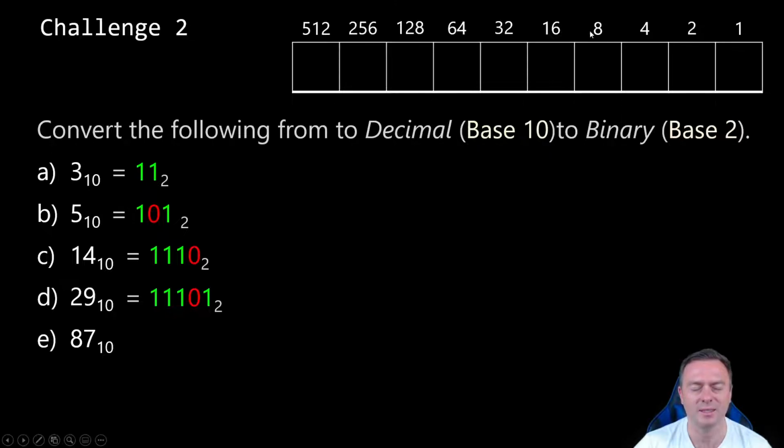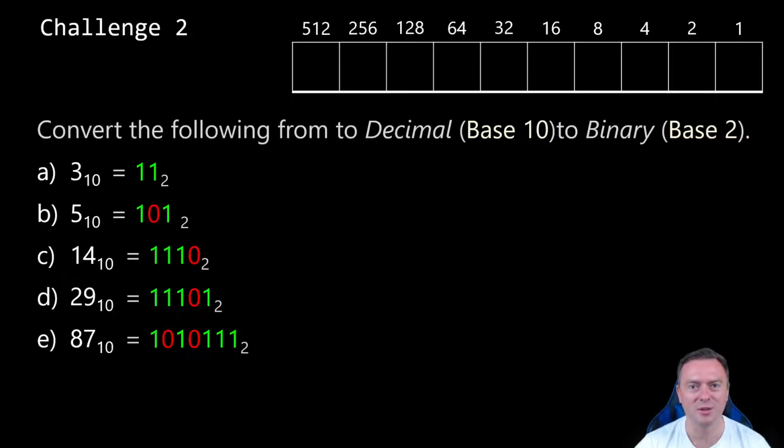23 take away 16 is 7, so we can't take away an 8, so we put a 0 there. We can then take away 4, which leaves us with 3. We can then take away 2, which we put a 1 there, and then we can take away 1 from the remainder, which leaves us with 1 there. And then that's why it's 1, 0, 1, 0, 1, 1, 1. Awesome. So hopefully that's giving you a pretty good insight on how the base 10 to the base 2 system works.